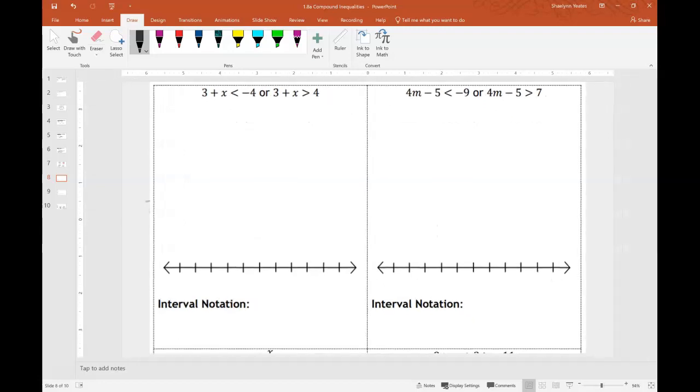And OR equations, I literally just treat it as two completely separate things. So we've got the one on the left and the one on the right. So we've got 3 plus x is less than -4. We're going to focus on that one first. So I'm going to subtract 3 from both sides. And I end up with x is less than -7.